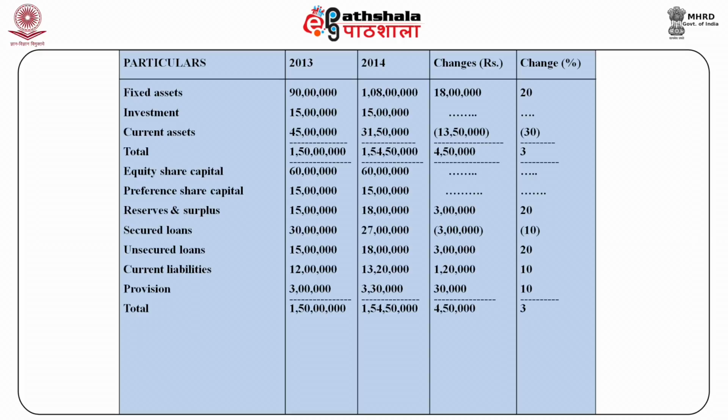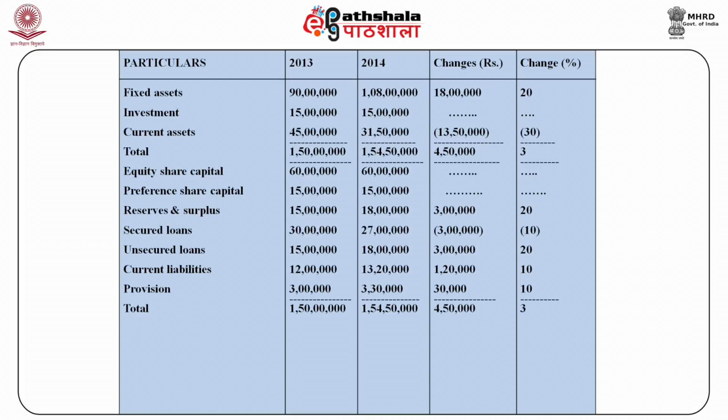Then we have current assets for the year 2013 that is 45 lakh and for the year 2014 we have 31 lakh 50,000. That means there is a decrease in current assets by 13 lakh 50,000. In percentage terms it comes to 30% of the total. That means we have the total assets for the year 2013 with 1 crore 50 lakh and for the year 2014 we have 1 crore 54 lakh 50,000, registering an increase of 4 lakh 50,000 with a percentage of 3% increase in total assets.